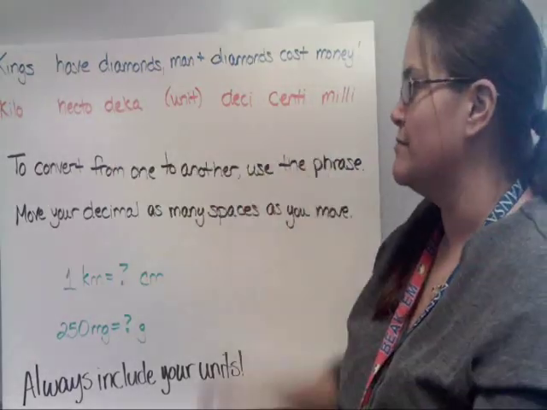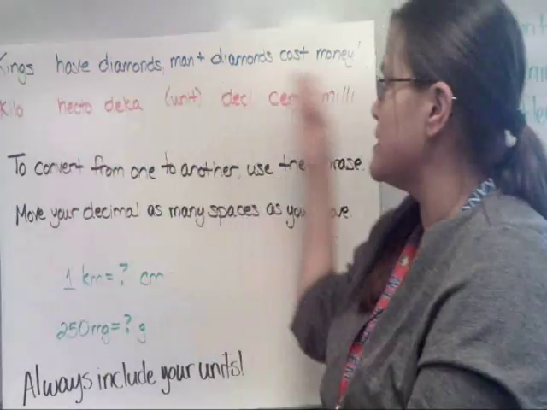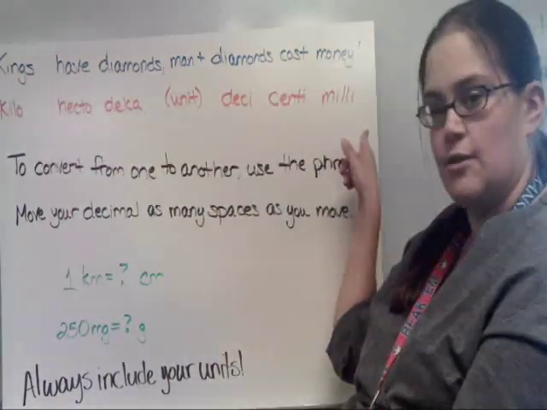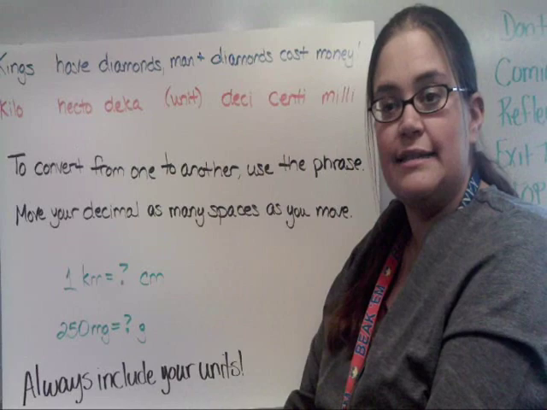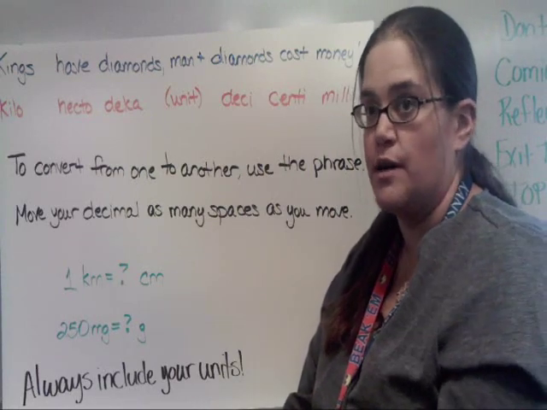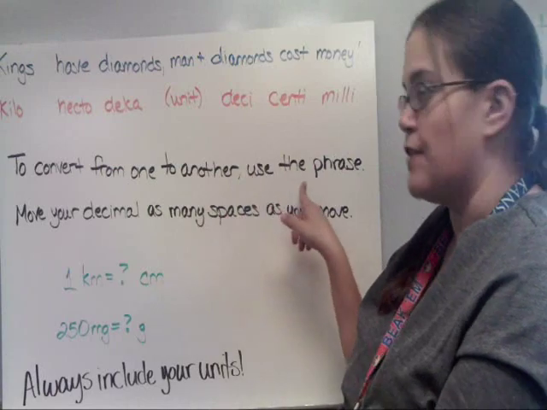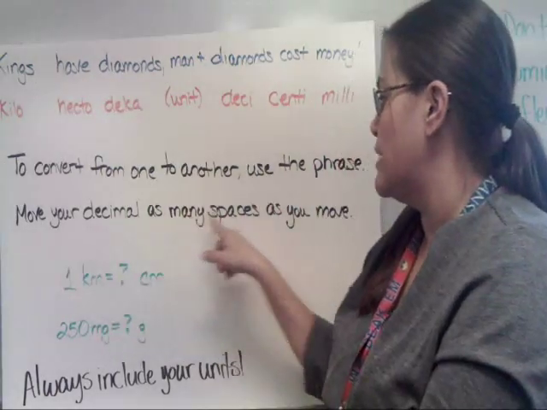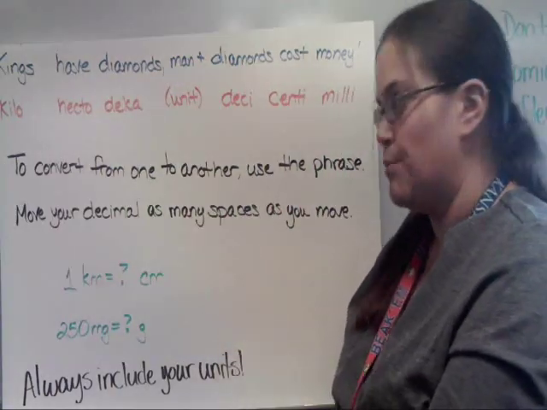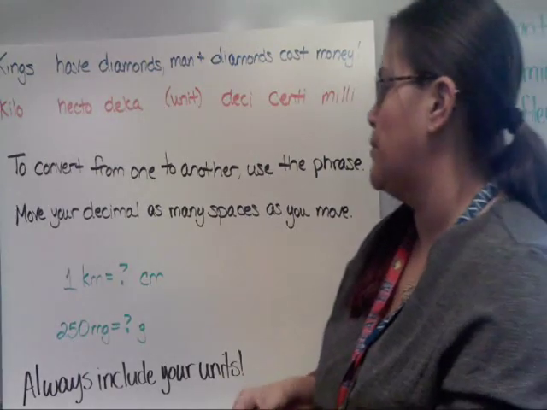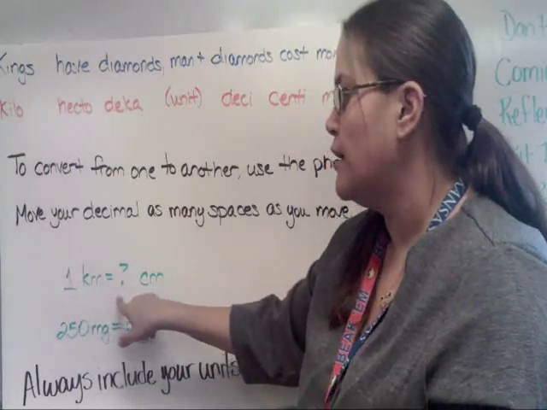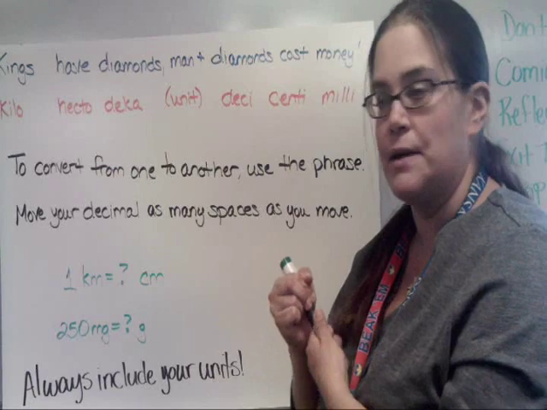Don't forget that. If you write out this mnemonic with the prefixes in order, it makes it really easy to convert from one unit to another. To convert from one to another, use the phrase, move your decimal as many spaces as your word moves. So for example, 1 kilometer equals how many centimeters?